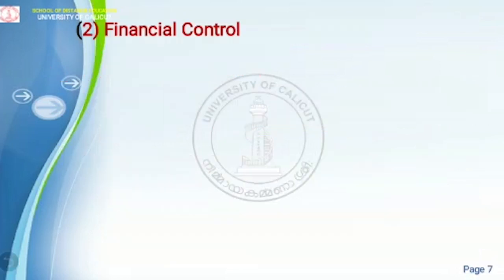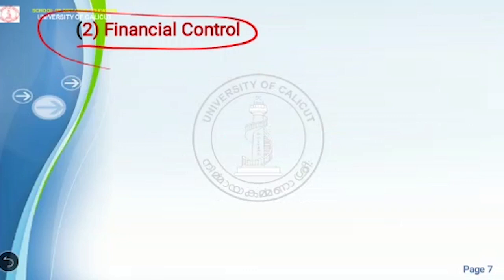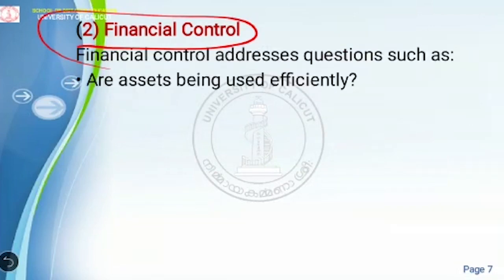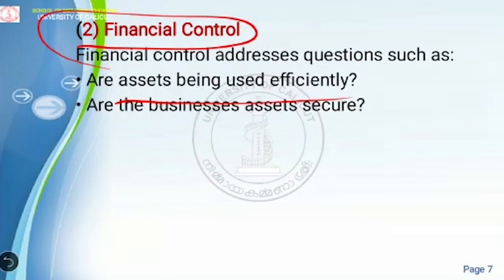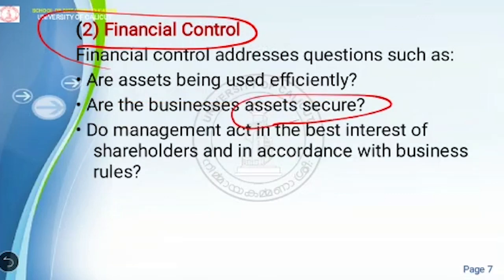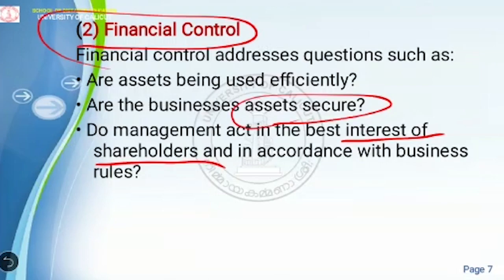Second is financial control over the financial inflow and outflow of funds. Financial control addresses questions like whether assets are being used effectively or not, whether the business assets are secure, and whether management acts in the best interest of shareholders. The best interest of shareholders means shareholders have invested their funds in the organization, and only if we are able to give an adequate rate of return on their investment will they have an interest in the organization. So management has to consider these questions while making financial plans. This is the second point: financial control.